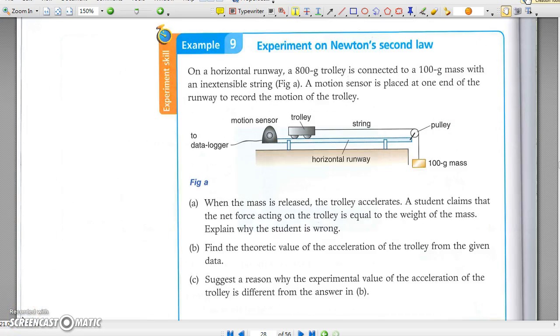Example 9 on the next page is an experiment on Newton's second law. A small mass of 0.1 kg is used to pull a trolley. The mass of the trolley is about 0.5 kg, and so a force of 1 Newton is used to pull a total of 0.6 kg mass. In part A, you should consider the free body diagram of the 0.1 kg mass. You may immediately find out that the tension is not 1 Newton, but a bit smaller, so that the 0.1 kg mass may accelerate as well. Now, try checkpoint 5 on the next page.